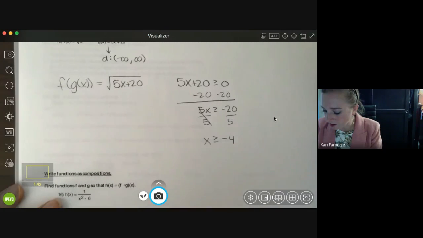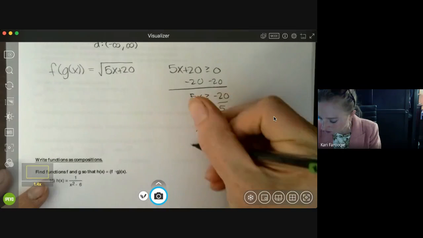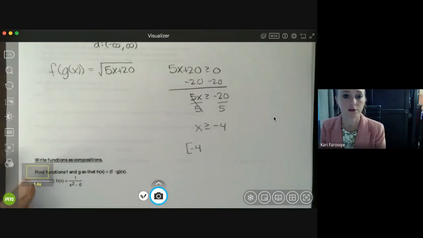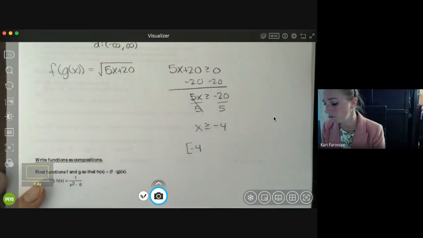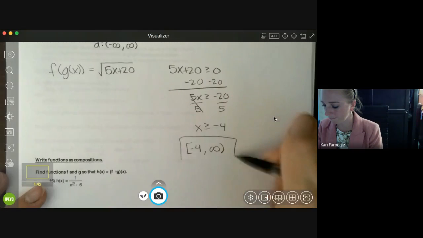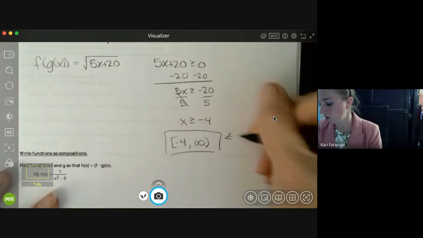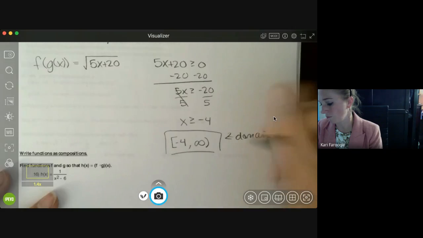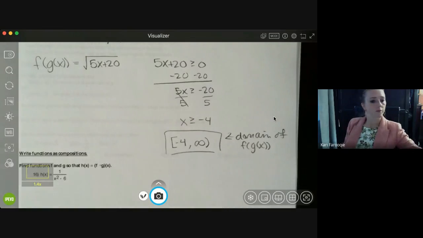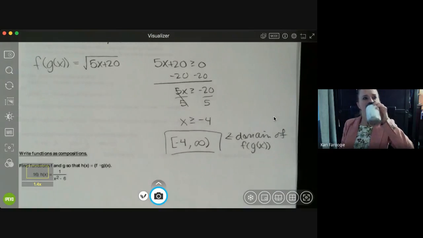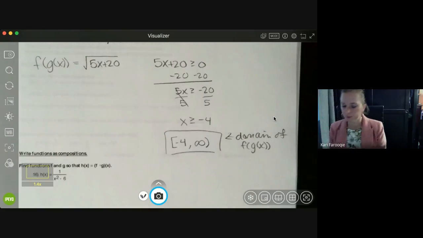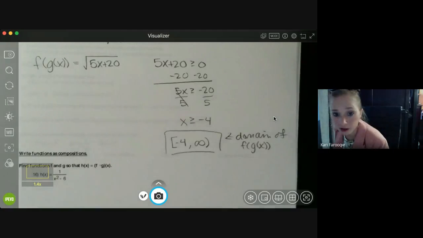In order to write that in interval notation, we're going to start at negative 4, and we're going to put a square bracket on it because we can include negative 4 in the interval, x can be equal to negative 4. And then we're going to include any value that's greater than negative 4. And this is the domain of f of g. Any questions on 15?